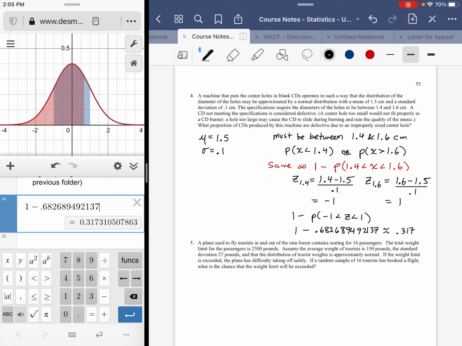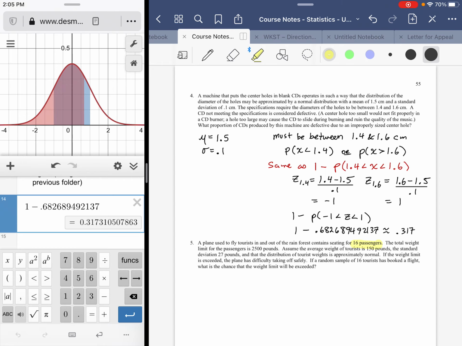Now, in number 5, a plane used to fly tourists in and out of the rainforest contains seating for 16 passengers. The total weight limit for the passengers is 2,500 pounds, assuming the average weight of the tourists is 150 pounds, the standard deviation 27 pounds, and that the distribution of tourist weights is approximately normal. If the weight limit is exceeded, the plane has difficulty taking off safely. If a random sample of 16 tourists has booked a flight, what is the chance that the weight limit will be exceeded?